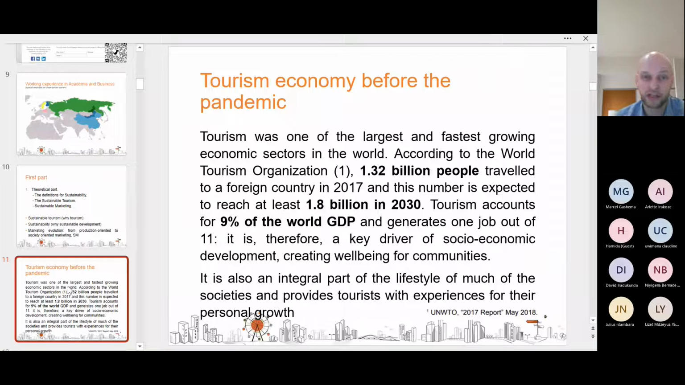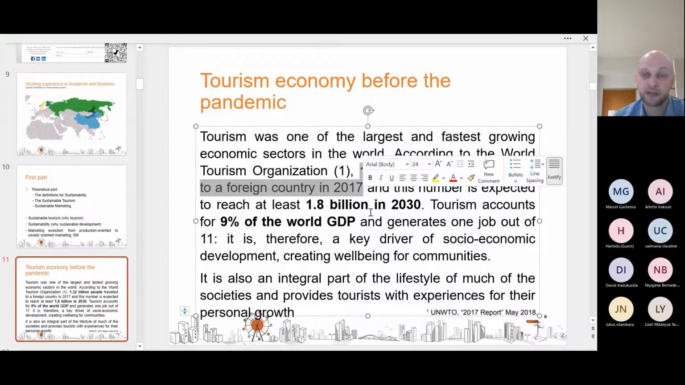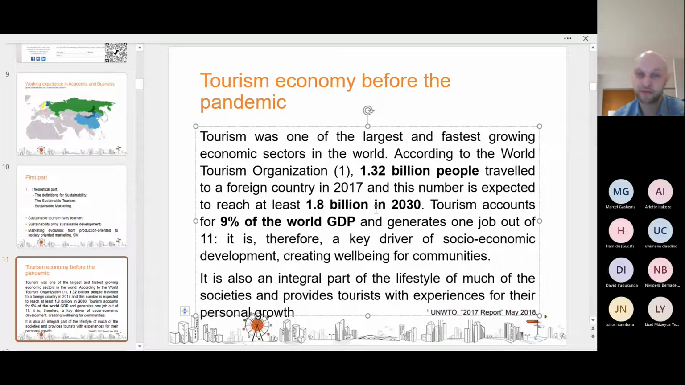Tourism economy before the pandemic. So tourism was one of the largest and fastest growing economic sectors in the world. Here you can see some information given by the World Tourism Organization under the United Nations. For instance, 2.32 billion people traveled to a foreign country in 2017, and there were positive expectations for the coming future, almost 2 billion up to 2030. What else? Tourism accounts for 9% of the world GDP and generates 1 job out of 11.